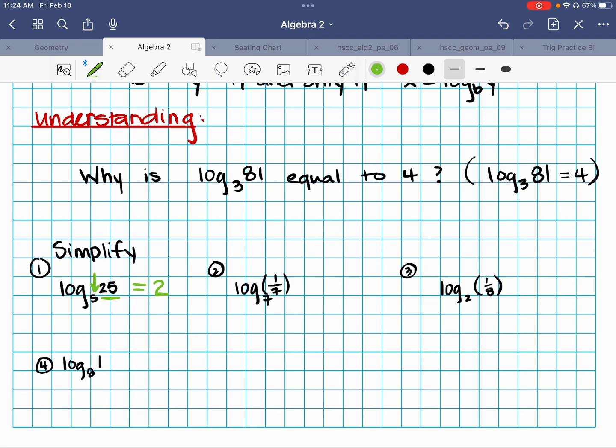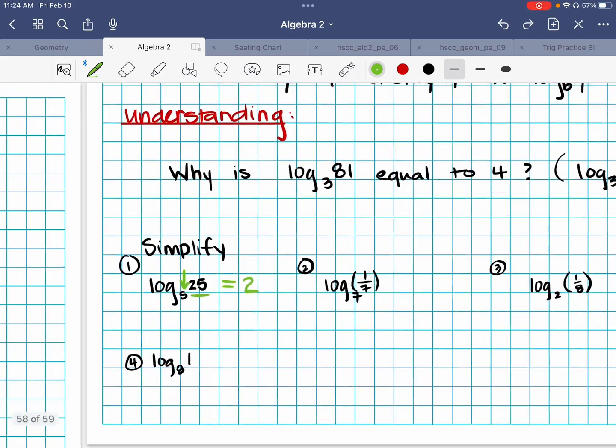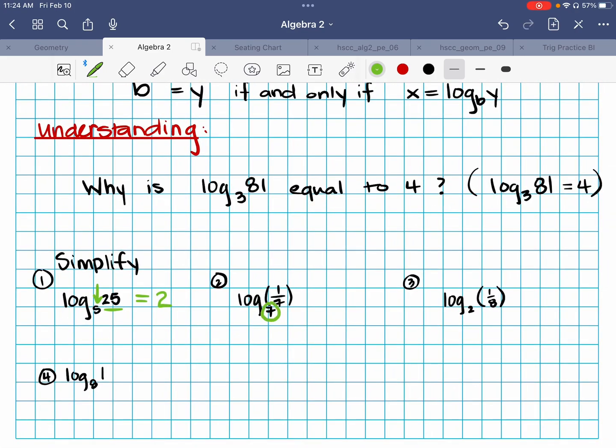Question number 2. We have the log of 1/7 using a base of 7. For this one, we need to take the base, which happens to be 7, and flip it, take the reciprocal of it, and negative exponents do that. So we're going to say that it's negative. Then we have to figure out how many 7s we need. If we flip it upside down, all we need is 1/7. So we're going to go -1.